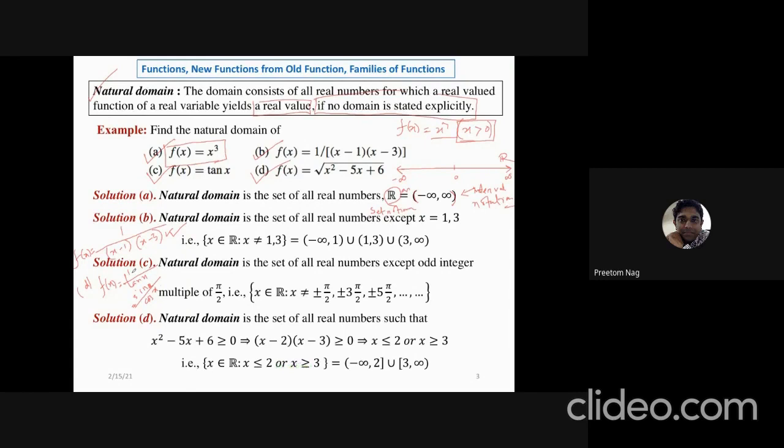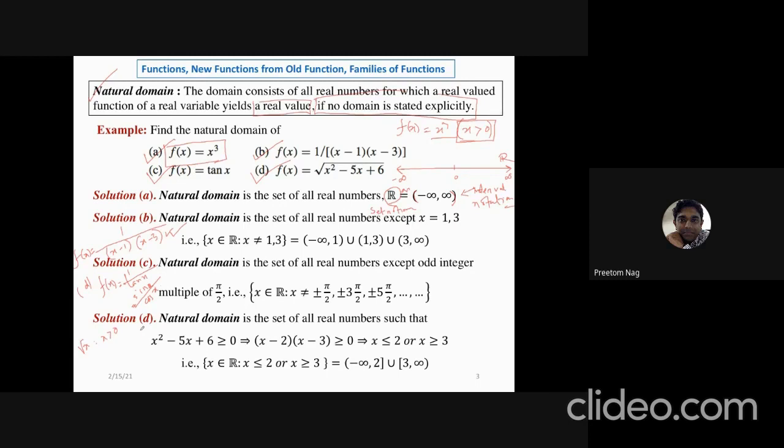How about the natural domain for f of x equals the square root of x square minus 5x plus 6? What is the condition? The condition is straightforward. You have to find the domain within the square root of x square minus 5x plus 6. For the case of square root, what is the condition? Here not x but the argument should always be non-negative. The argument must always be made positive, because if it is negative we will not get a real value, we will get an imaginary value.